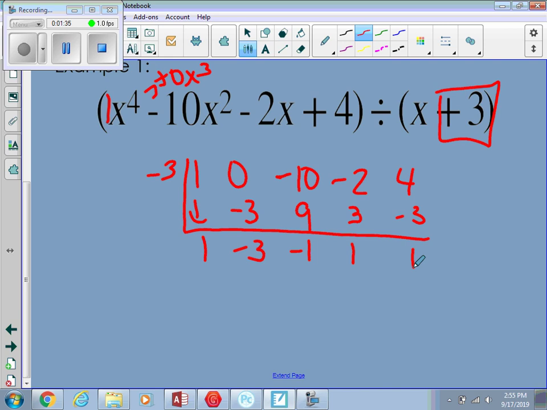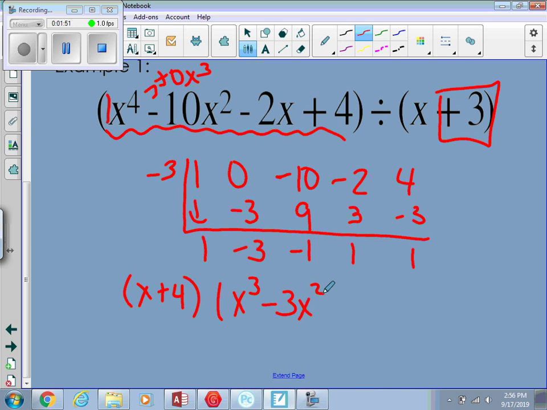1. So what that means is we can rewrite x to the fourth minus 10x squared minus 2x plus 4 as x plus 3 times x to the third minus 3x squared minus x plus 1, plus a remainder of 1 over x plus 3. Okay, so that's all we did. That was synthetic division. Again, just like long division, but a little bit easier, right? A little bit quicker.